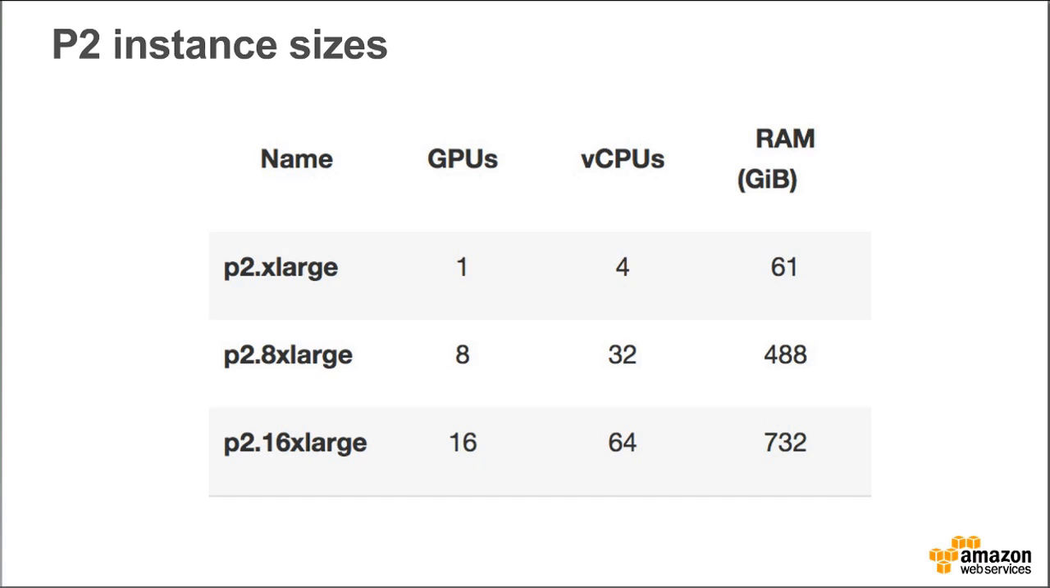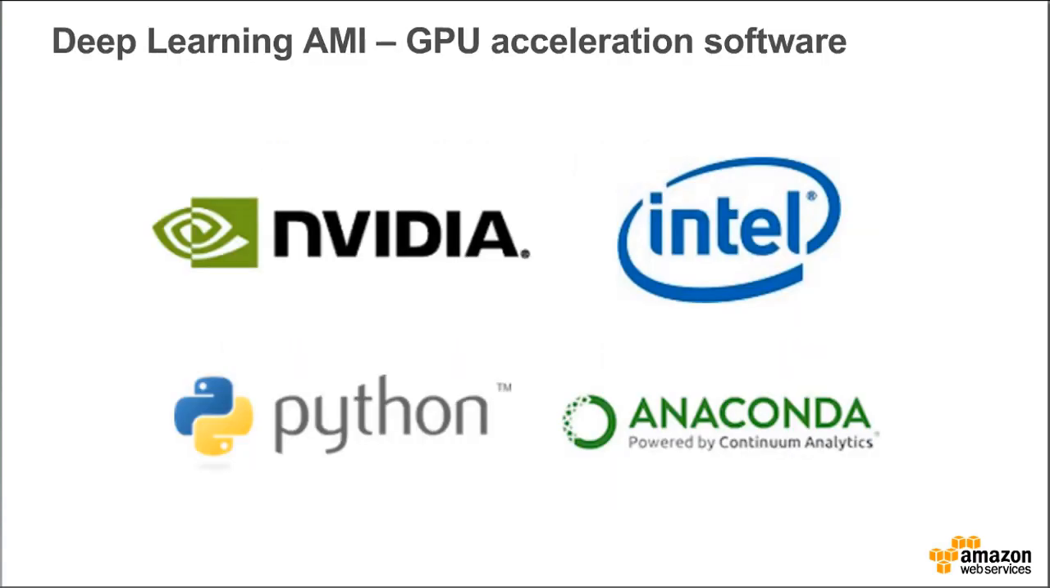When you choose your instance, the region, please be aware that the charges are region specific. The pricing is region specific. All right, deep learning AMI with GPU acceleration software.